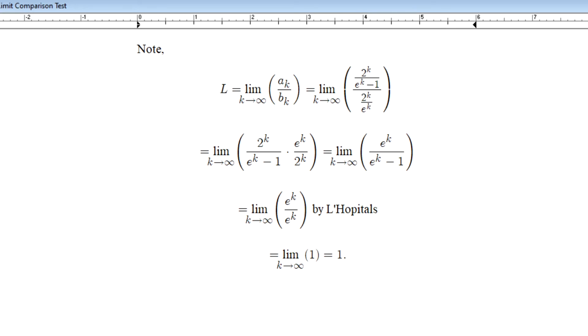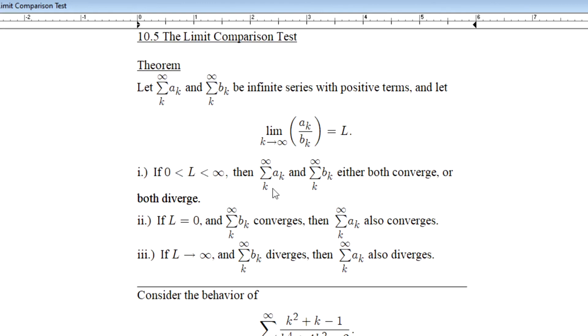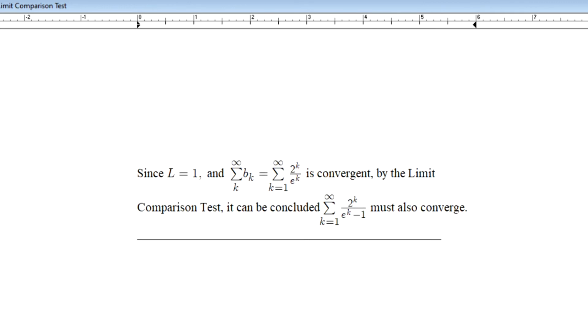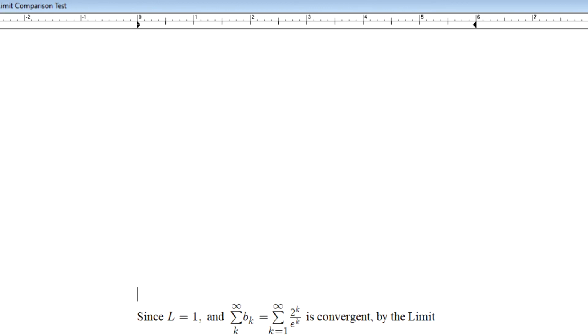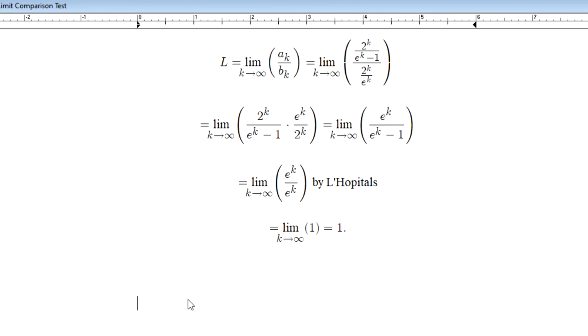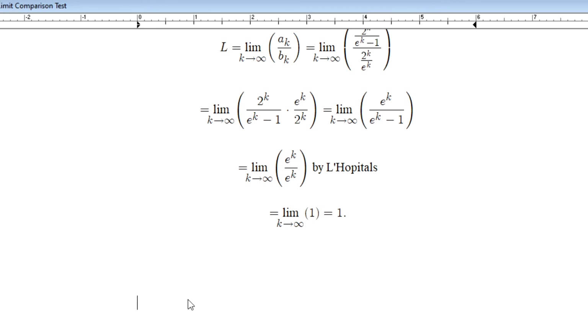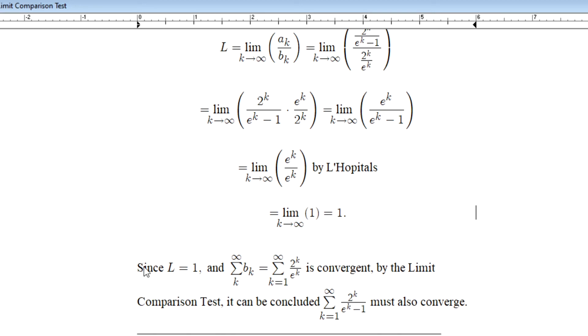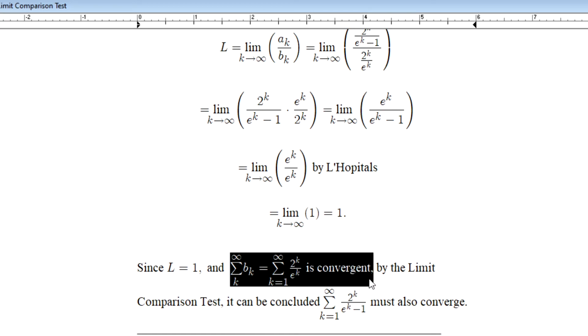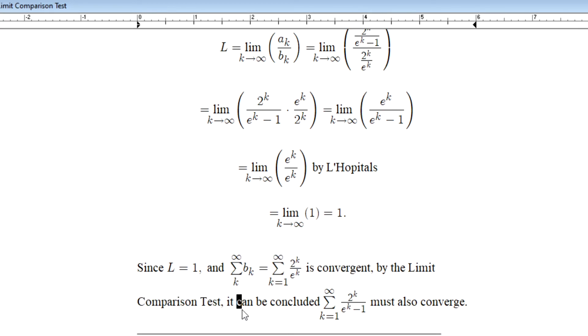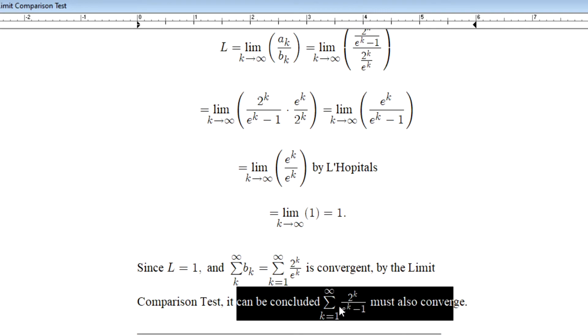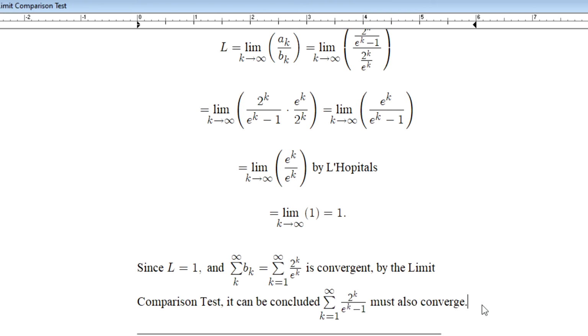All right? And again, from the limit comparison test, our value of L equal to 1 is between 0 and infinity, and the known series b sub k is convergent. So that must tell us that our given series is also the case for convergence. And that is the result we see here. I scrolled down a little too far. Let me bring this up into view. All right, our given conclusion here. Since L is equal to 1 and our known series is convergent, by the limit comparison test, we can conclude that the given series, the series whose behavior we were questioning, must also be convergent.